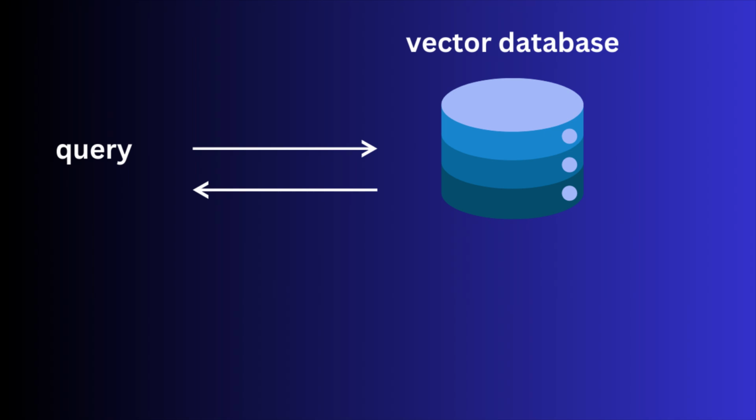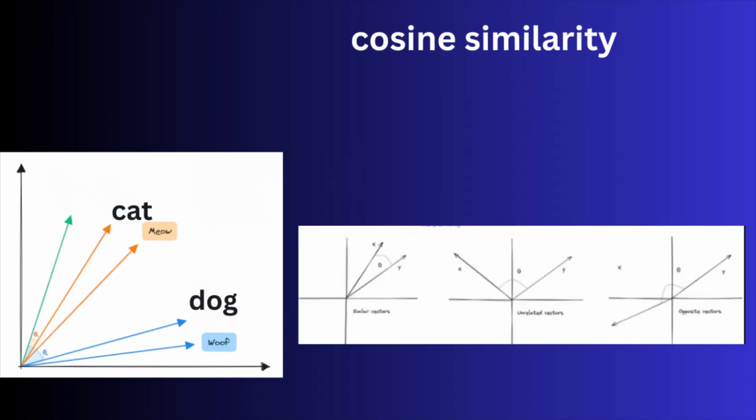Data is retrieved from a vector database by comparing the meaning of a user query with stored embeddings and returns the closest matches. The vector database compares the query embedding with stored embeddings using a distance method like cosine similarity. Cosine similarity is a method used to measure how similar two vectors are by comparing their direction. It looks at the angle between two vectors, not their size.